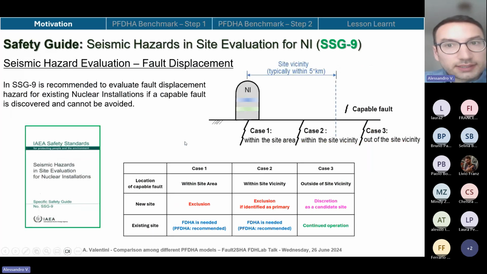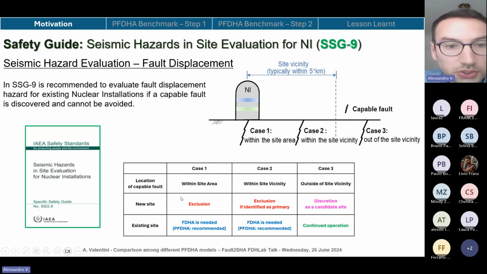Looking at the detail of SSG-9, as I said, SSG-9 recommends evaluating fault displacement hazard when there is a capable fault. It gives some examples that a member state can face during the nuclear installation process. There are two cases where the site is a new site, or an existing one. And there are cases where the capable fault is within the site area or within the site vicinity, which means 5 kilometers, or outside the site vicinity.